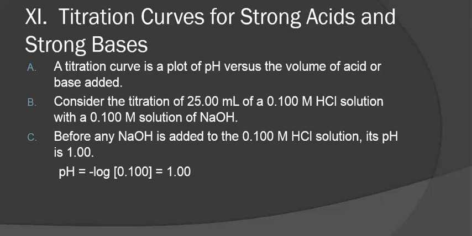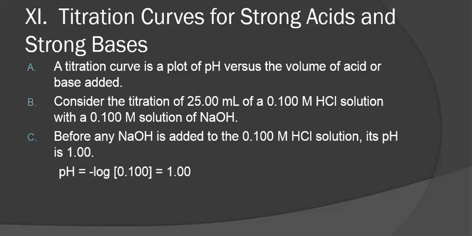We're going to look at titration curves for strong acids and strong bases first. A titration curve is a plot of pH versus the volume of acid or base added. Consider the titration of HCl with NaOH. That's a strong acid with a strong base.